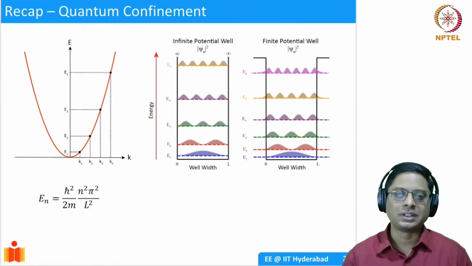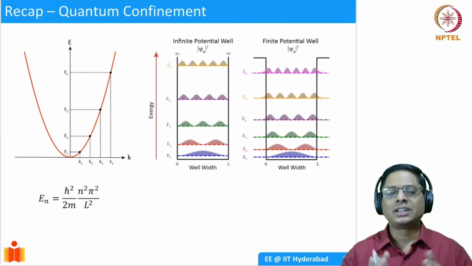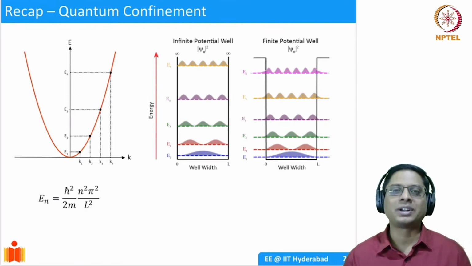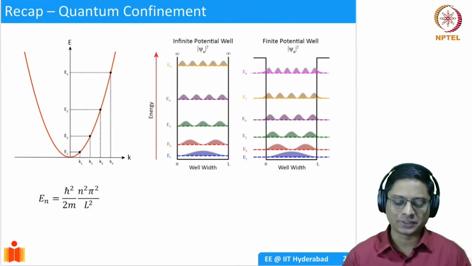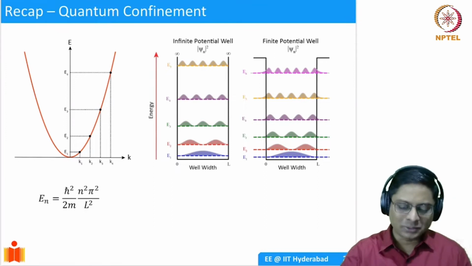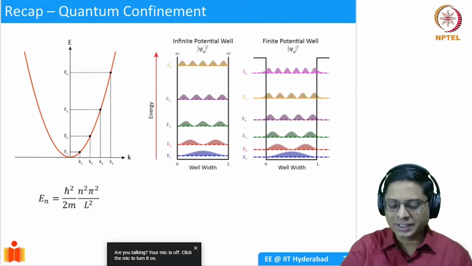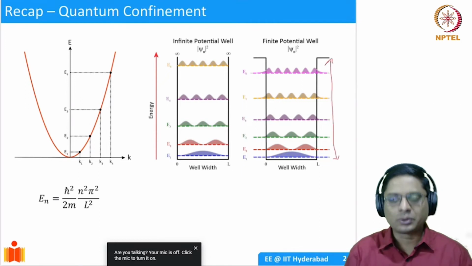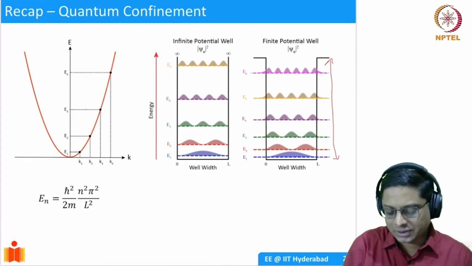And then we said that an infinite potential well, while it is a very simple problem to solve analytically, may not be the accurate representation. So we wanted to understand how a finite potential well behaves. While it is possible to solve a finite potential well analytically, we did not do that because it becomes a little bit more tedious than what is required in this course. So what we said was, okay, we solved this problem using a numerical approach.